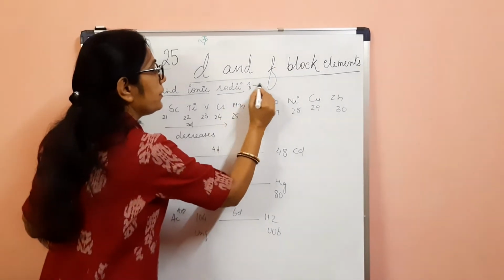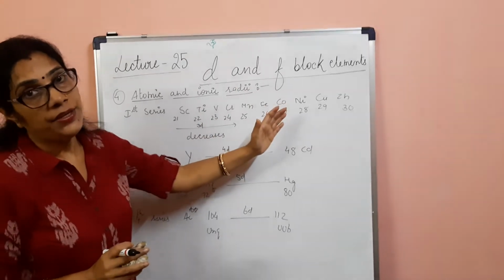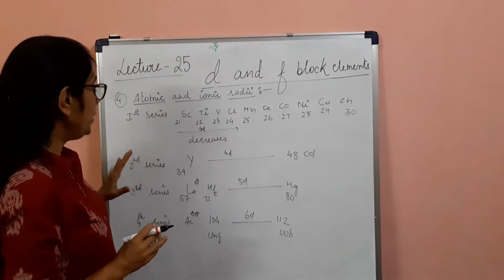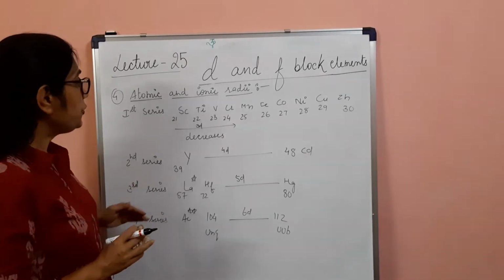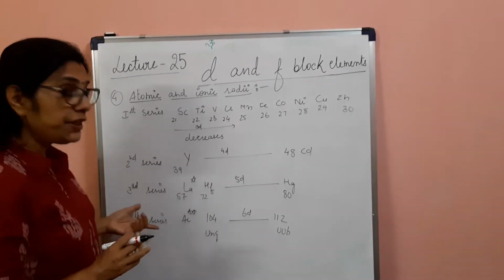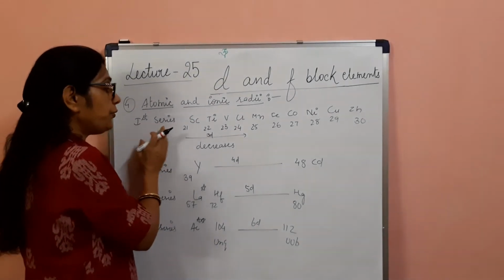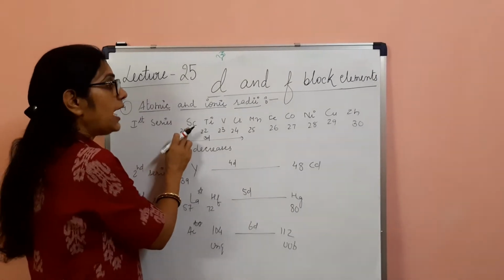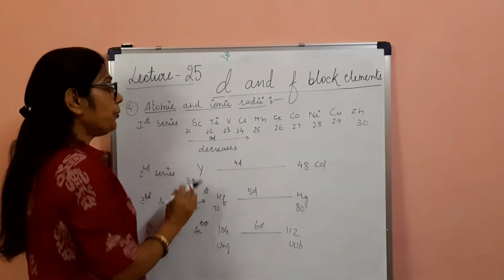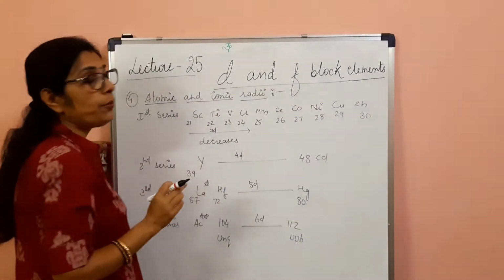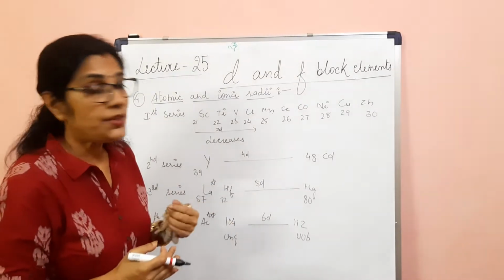So the next property, atomic and ionic radii, a very important periodic property. We'll discuss it for all the transition series. As I told you, they have been classified into 4 transition series. The first transition series, as you know, is the 3d transition series, from scandium, and it ends with zinc. As we all know, across the period, atomic radii decreases. Why does it decrease? Because nuclear charge increases.